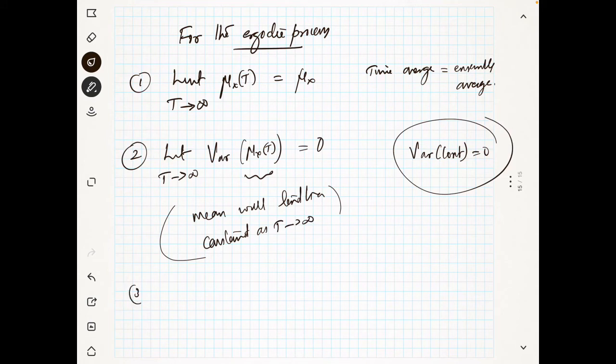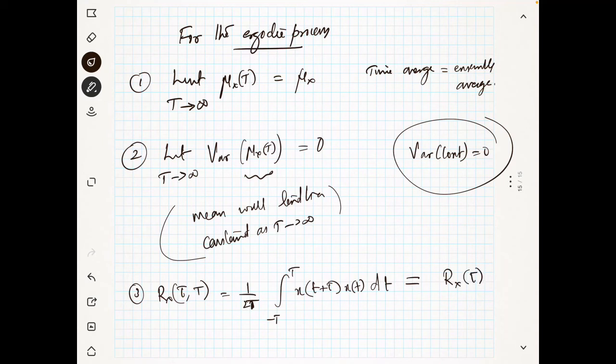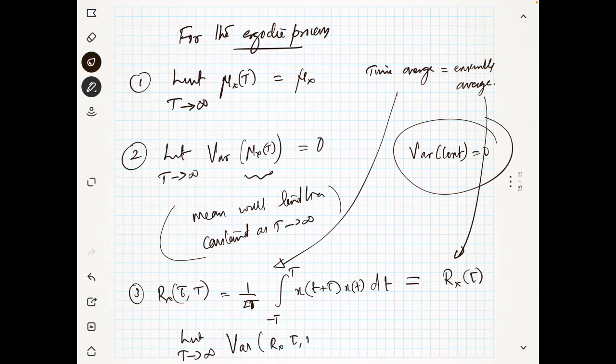Now the third property is nothing but Rx of tau, which is averaged over T, it is nothing but 1 by 2T times the integral of the autocorrelation function, x of t plus tau into x of t into dt. This will be the same as Rx of tau. That means this is the ensemble average and this is the time average. Both will be the same. That means limit T tends to infinity, the variance of this Rx of tau comma T will tend to a constant number. It will not be a function of time or anything else. So it will be a constant, and then the variance will be equal to 0. So these are all the properties of the ergodic process.